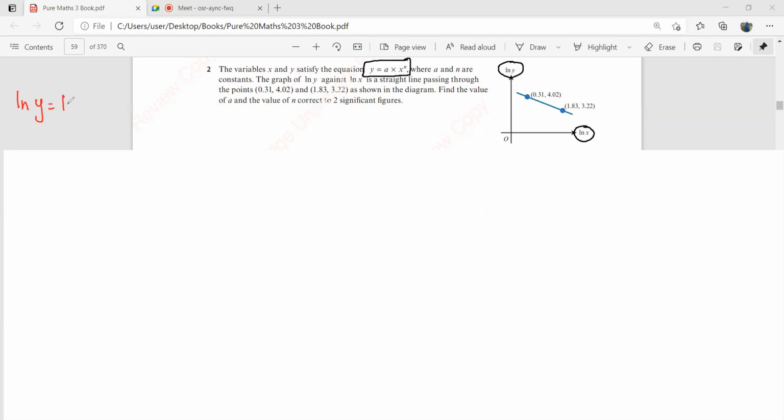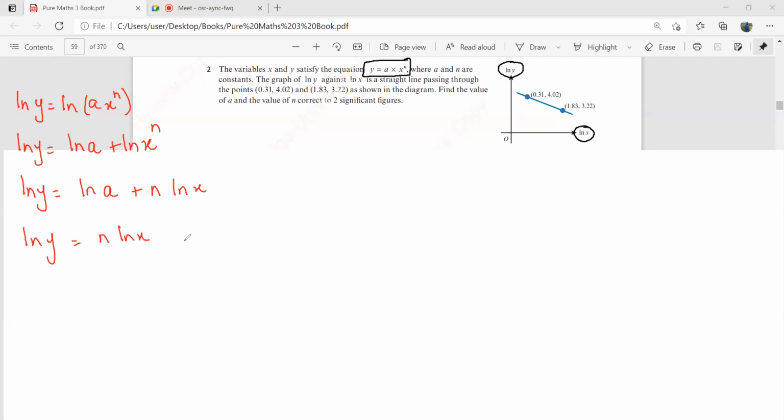We have ln y and then ln of a times x raised to power n. So this gives us ln y equals ln a plus ln x raised to power n. This is your ln y, this is ln a, and this is going to be plus n ln x. Let me write this once more. This is n ln x plus ln a. So guys, this is your y, this is your m, this is your x, and this is your c.